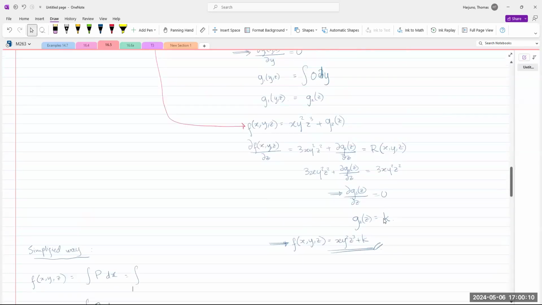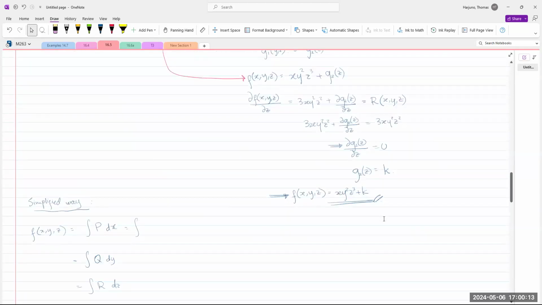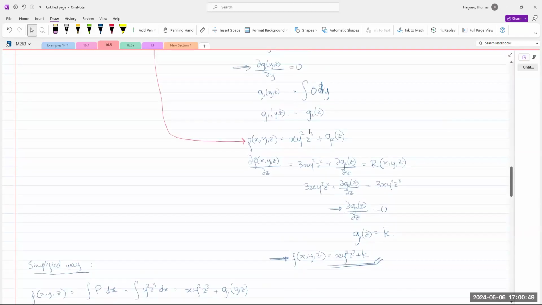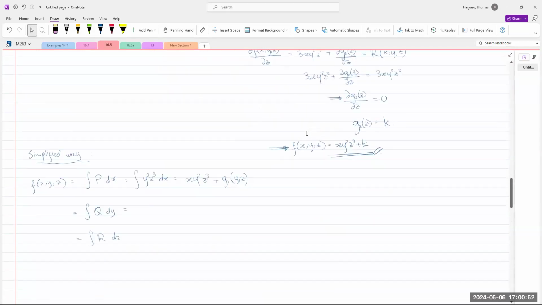What is my p again? y squared z cubed dx. When I integrate this, I will get x y squared z cubed plus g1 as a function of not x anymore, but y,z. Right? Because you integrate with respect to x, any function that depends on y,z only will become 0 if you do the partial with respect to x. Now how about the q? The q is 2xyz cubed.